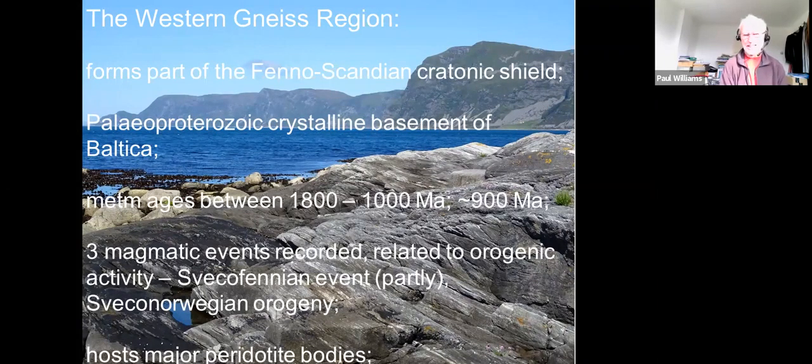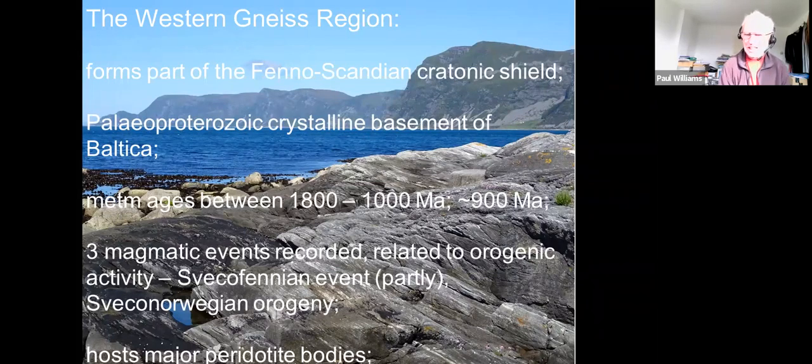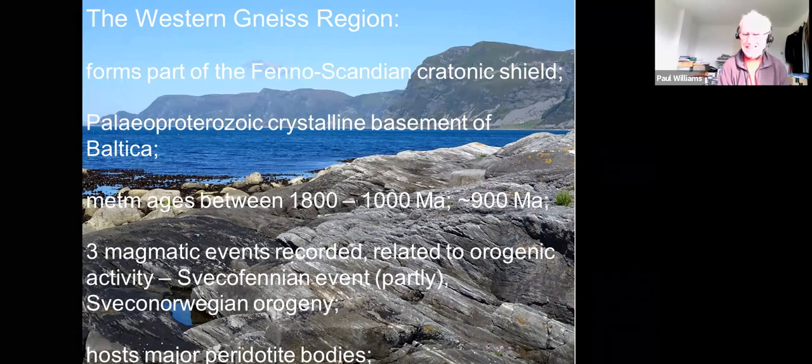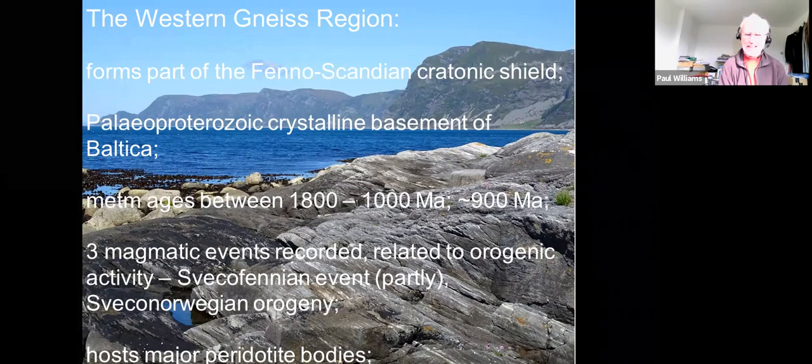And when we look at their metamorphic ages, they range between around 1800 to 1000 Ma. There's a whole range of ages between that time span. And we've also got a cluster of ages around 900 Ma. And within these Gneisses, we can record 3 major magmatic events. And these events we can date, obviously, and we can relate these to orogenic activity. And the 2 main orogenic events are the Svecofennian event, which was Paleoproterozoic in age, and a slightly younger Sveconorwegian orogeny, and I'll talk a little bit more about those when we come into the detail.